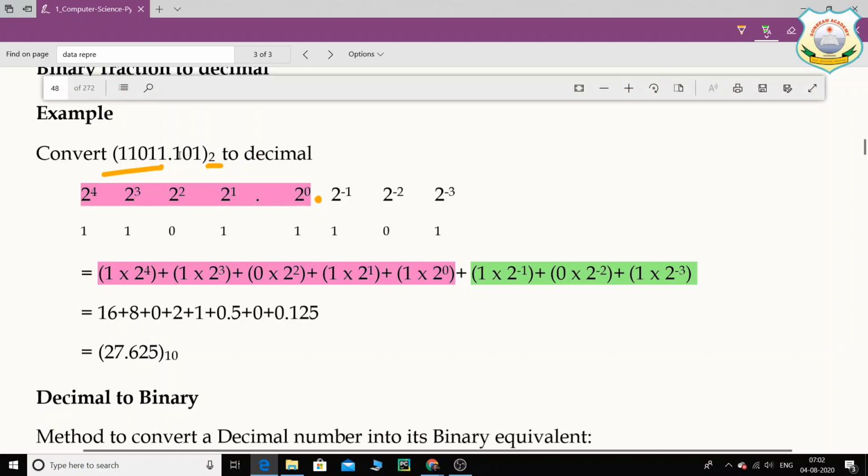That is, the number is 1. So 1 into 2 raised to minus 1. Now minus 1 means that is 1 by 2. Okay, that is 1 by 2. Please understand this. And we are not going to start with 0. Okay, understand this. So 1 into 2 raised to minus 1. This is 1 by 2, so that is 0.5. Okay.